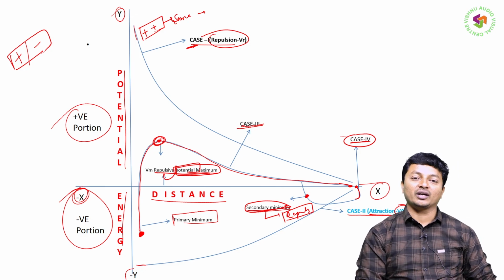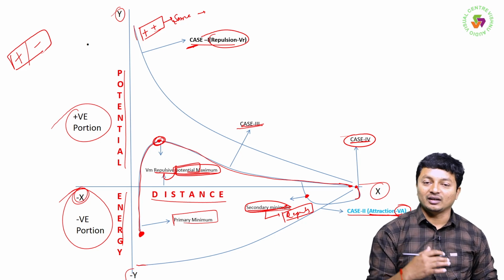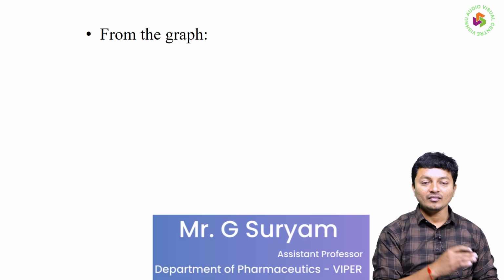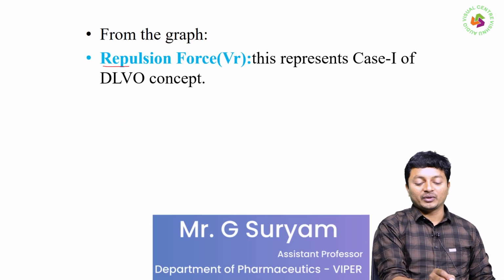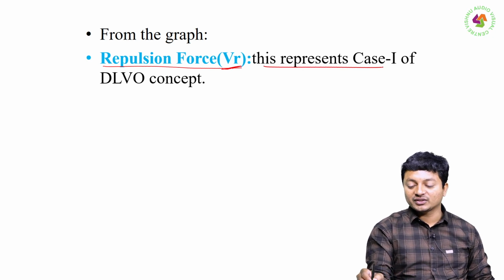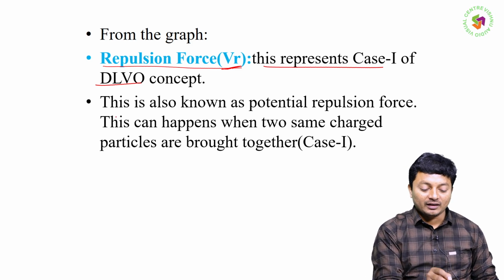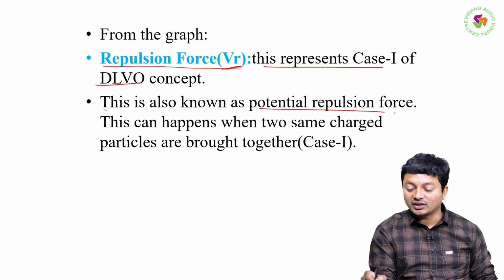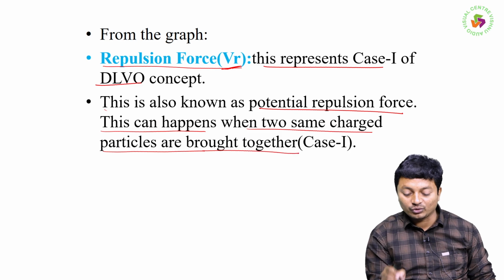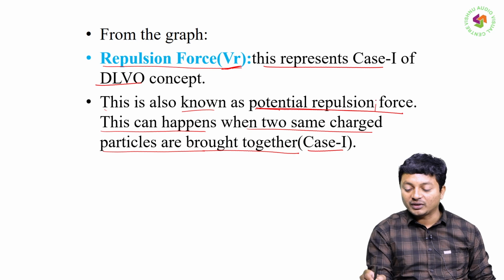So these are the 4 different cases of the DLVO concept, and now let us discuss in detail what happens in each case theoretically. From the graph we get repulsion force that is indicated by VR. This represents the case 1 of the DLVO concept, and it is also known as potential repulsion force, and this can happen when two same charged particles are brought together.